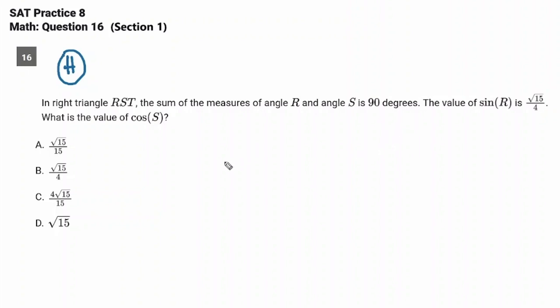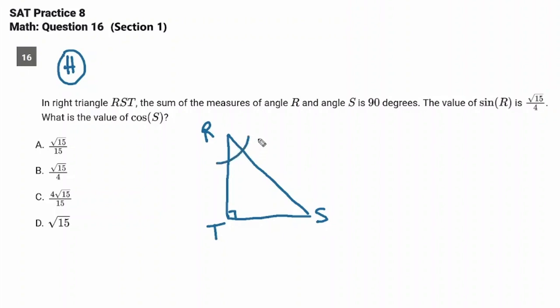All right, where is this figure? It's not here, so you've got to draw it. It's a right triangle, triangle RST, with angle R and angle S. When you add them up it's 90 degrees. So what do you think T is? T's got to be 90. Doesn't matter where you put R and S.